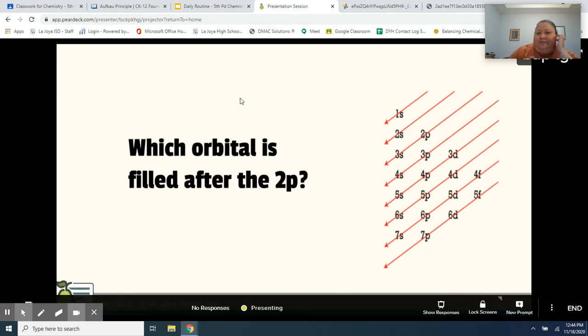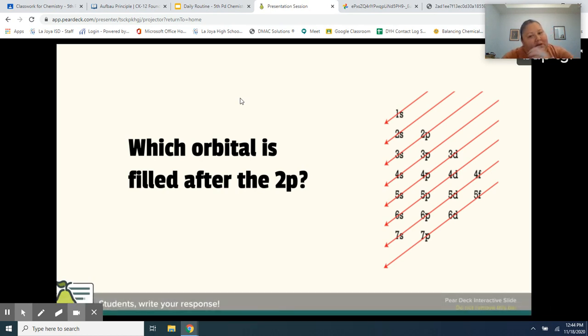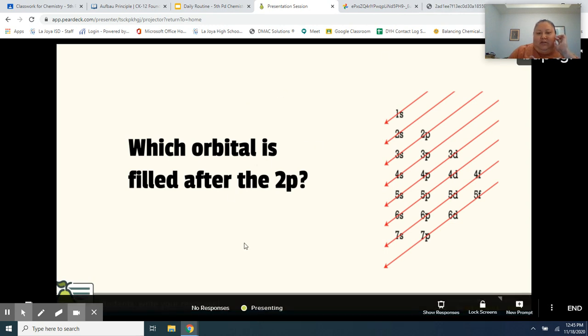Question here. Try this one. Which orbital is filled after 2p? Find your 2p and then go down the arrow. What comes after 2p? Write in your response. Type it in.